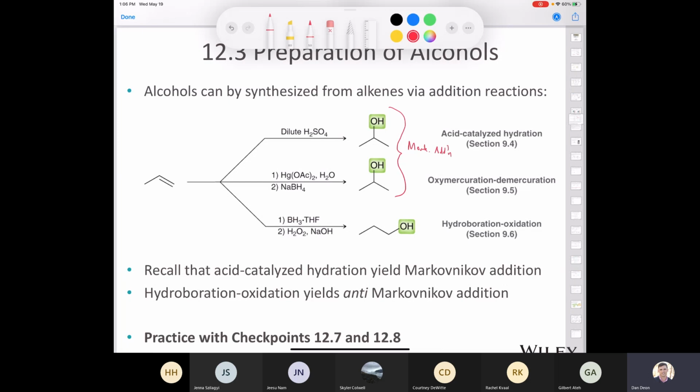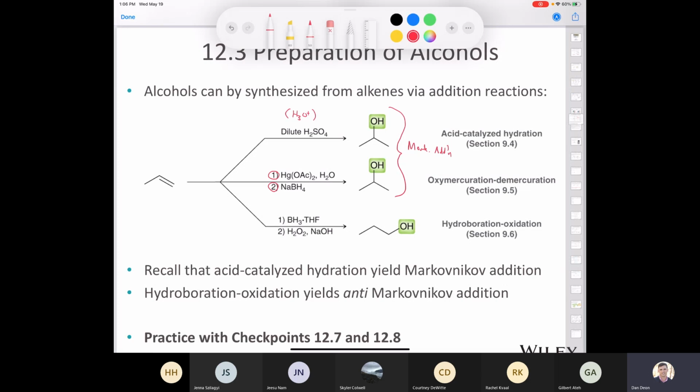Now, how would I do the Markovnikov addition of water? If I can, I will always just seek to use dilute acid. So it says here dilute sulfuric acid. If you were to just write H3O plus, that's totally fine. It's the same thing. And you should be able to draw the mechanism of that Markovnikov addition of water using dilute acid. Now, if you had carbocation rearrangements that you wanted to avoid, you would use oxymercuration followed by demercuration.